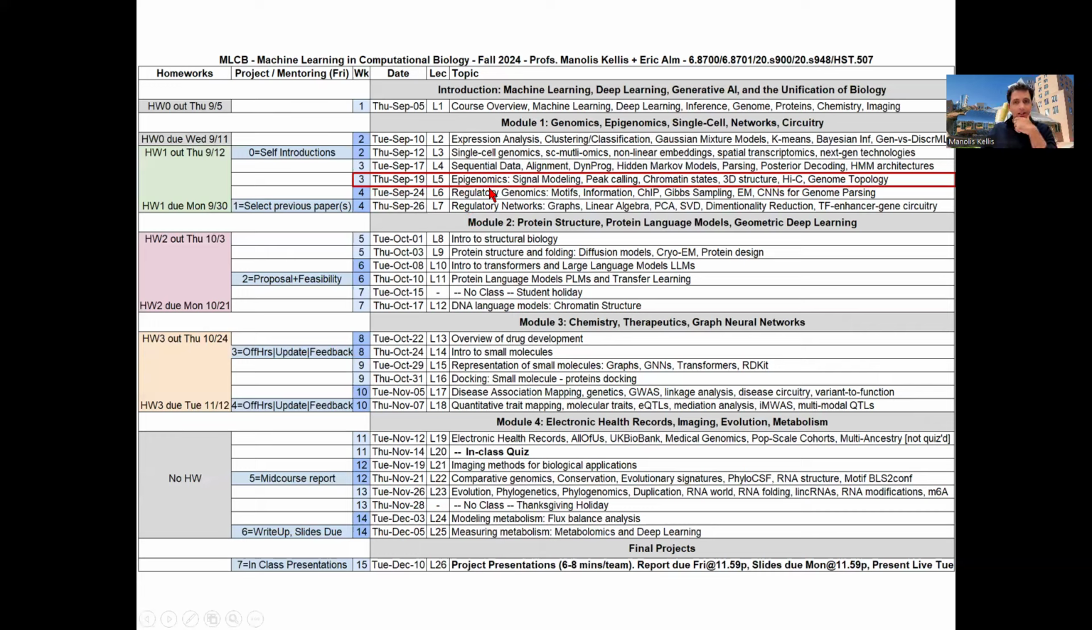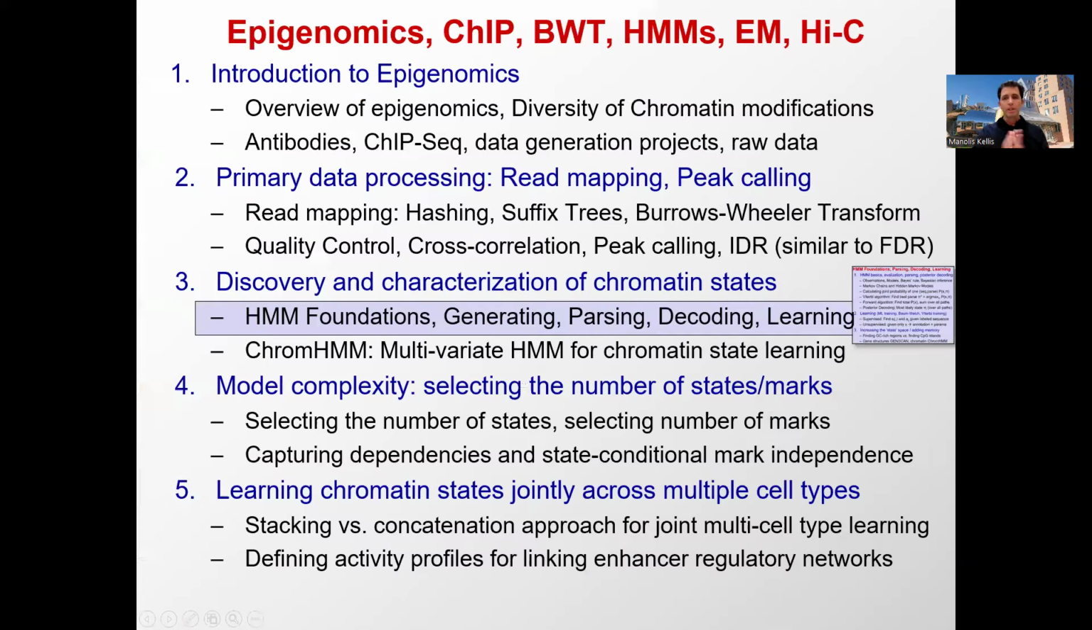And next week we're going to be talking about regulatory genomics and regulatory networks. But today we're diving into epigenomics. So what is epigenomics? Epigenomics is the ability to have a diversity of cell types from the same underlying genome. First we're going to look at an overview of epigenomics and what chromatin modifications are.